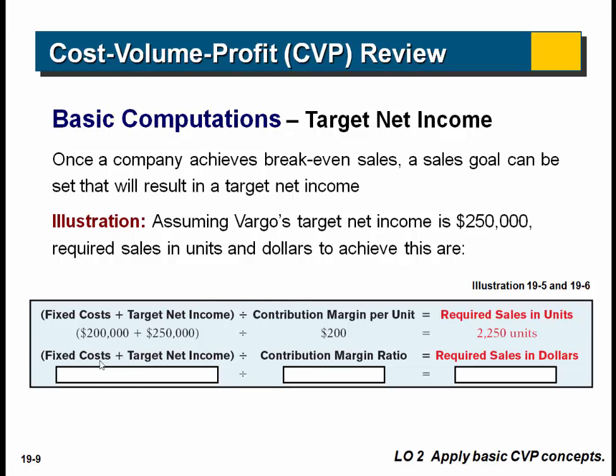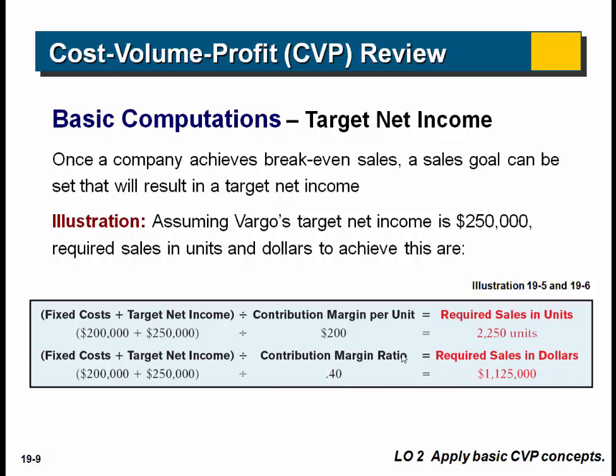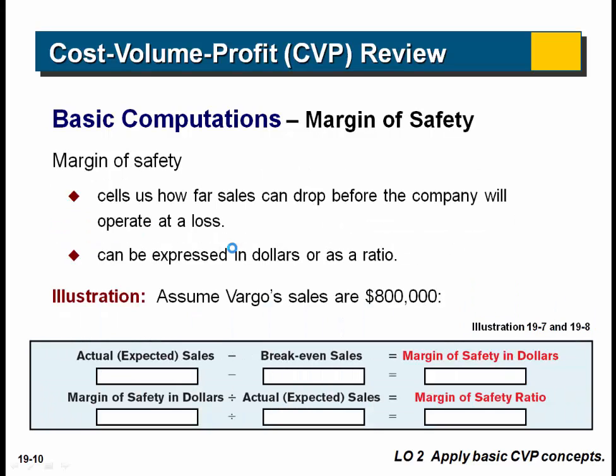And this is still a review. Then fixed cost, 200 plus 250, divided by 0.4, and it says that they need to sell $1,125 in sales in order to make $250,000. Okay?